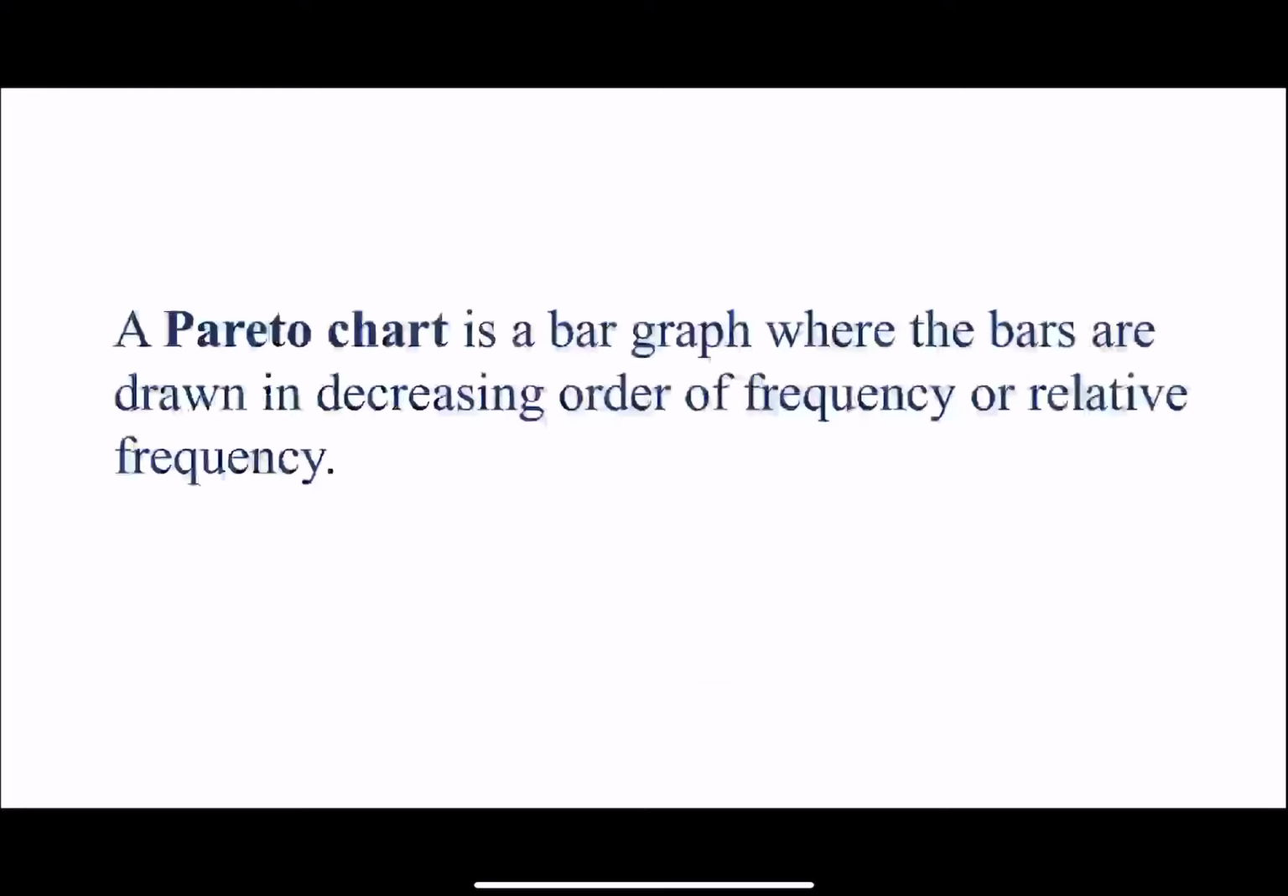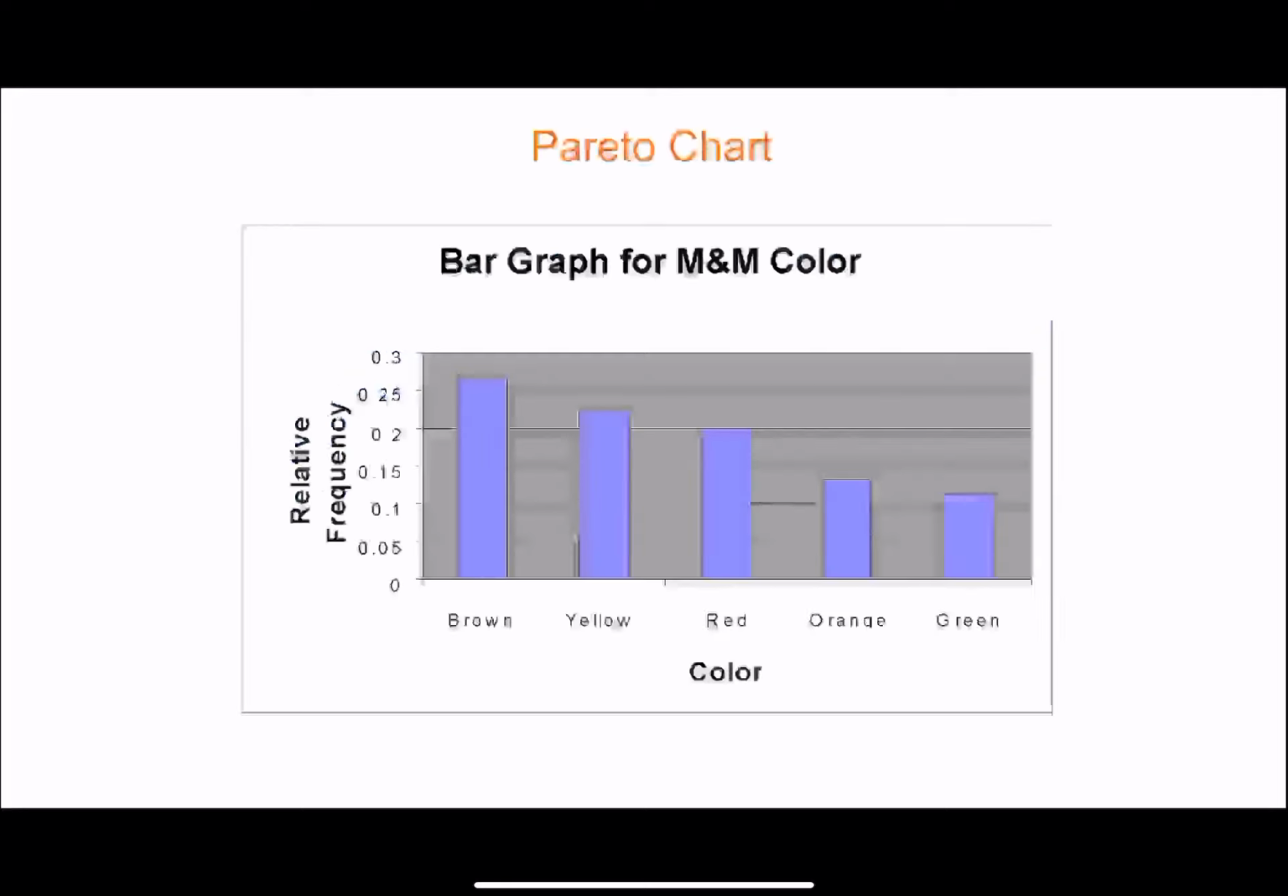So next, we're going to talk about a Pareto chart. You're going to occasionally be asked about a Pareto chart. A Pareto chart is just a regular bar graph, frequency or relative frequency, but instead the bars are in decreasing order of frequency or relative frequency. So let me show you what that looks like.